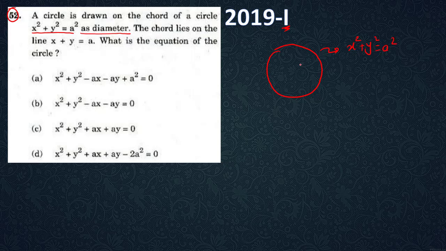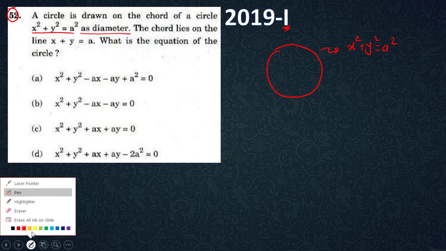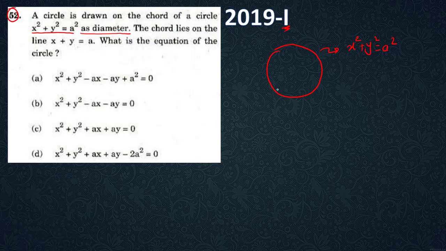Okay, so we have one chord on this circle, so let's take that chord's color as green. Suppose this is that chord. Now one circle is drawn on the chord of the circle as a diameter. Now as a diameter we have one circle. Now I will change the color. Okay, see, taking this chord as a diameter I am drawing one circle. Okay, so consider this as a circle.